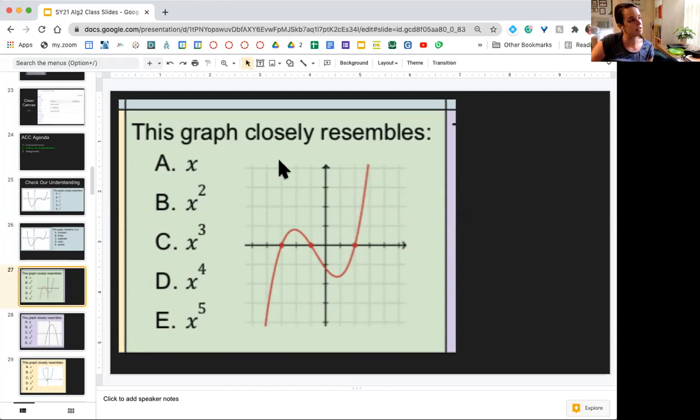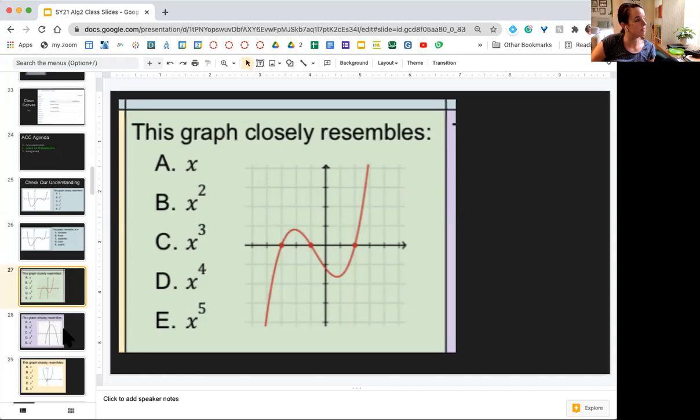What's the name of this function? Someone put it in the chat. If I have x to the 3rd power, what's the first name of this function? Is it linear, quadratic? Yeah, cubic. Thanks, Birdie. Thanks, Anna. For sure.